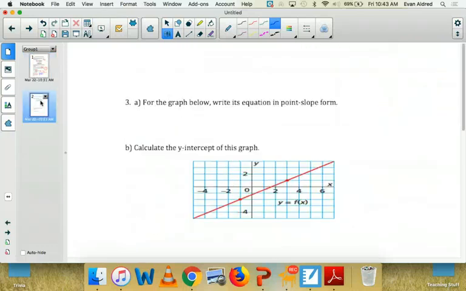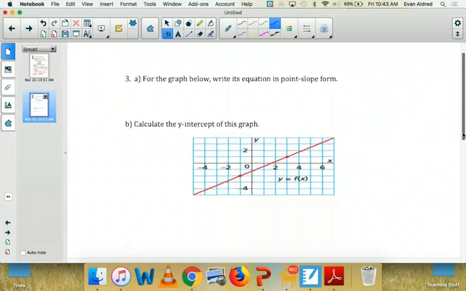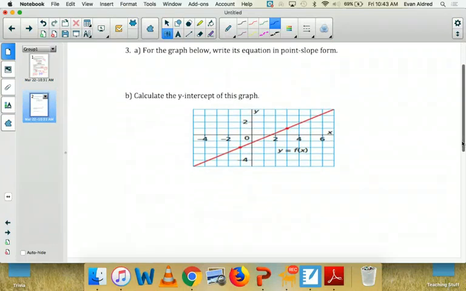Now let's move on to the second page and take a look at some more problems. So for the graph below, write its equation in point-slope form. So to do this, we need to find some points. We're also going to need to come up with the slope. So let's pick our points. This one would be at 3, 1. This one would be at negative 1, negative 2. Again, when we do our equation, it doesn't matter which one we choose, but before we do that, we should find our slope.